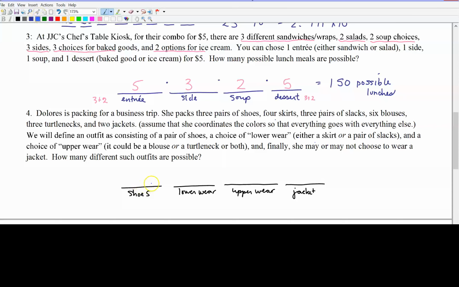Now for our shoes, let's go back to what we were told. She packs 3 pairs of shoes. So our shoe options, we have 3. Now lower wear will consist of either wearing a skirt or a pair of slacks. So going back up there, we have 4 skirts and 3 pairs of slacks. So how many options total does she have for her lower wear? 7 options.